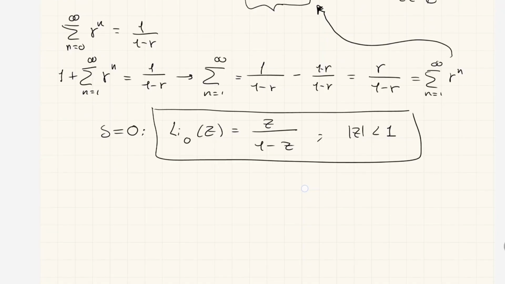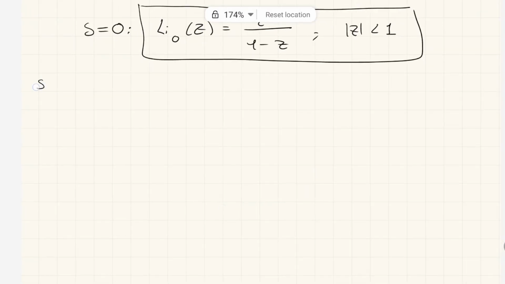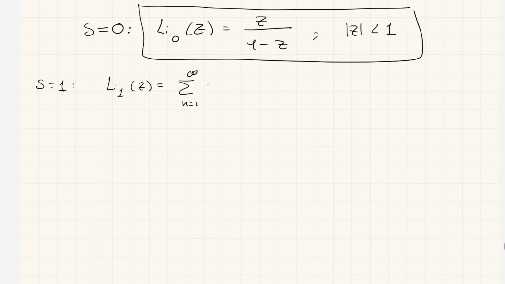Now let's jump to the case where s is equal to 1. What happens if we use the definition? Li sub 1 of z is going to be equal to the sum from n equals 1 to infinity of z to the n over n. It seems to be pretty easy, but there's actually some other way to express Li sub 1 of z that will also be very useful.